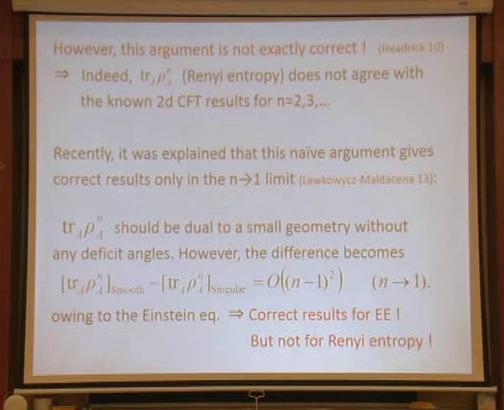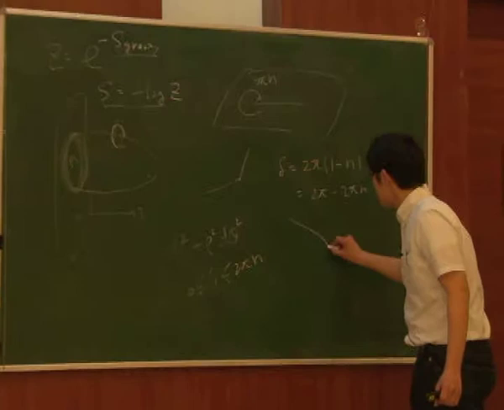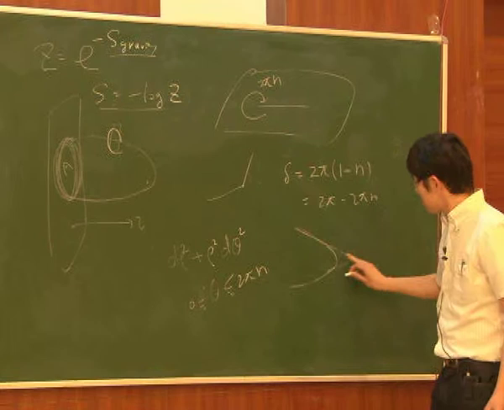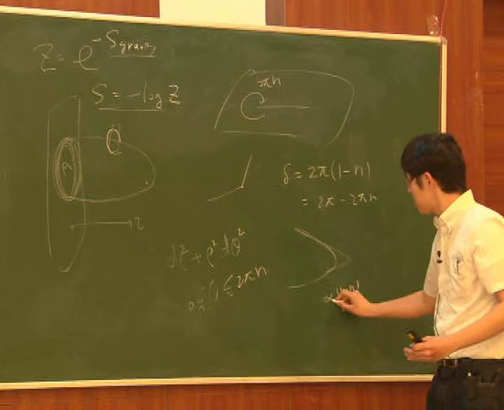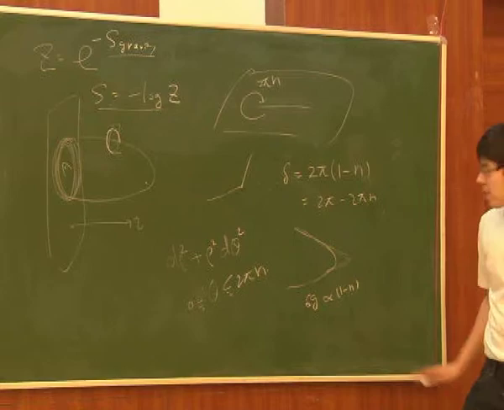This works also because the difference between the smooth and singular solution is localized in some region. Otherwise it might be of order n minus 1 squared, but if in space it disagrees a lot, then it could be bigger than this estimate. But anyway, we take the n goes to 1 limit. The difference between the smooth one and the singular one goes to zero, proportional to n minus 1. The difference of the metric is like this, and that contribution disappears because of the equation of motion.